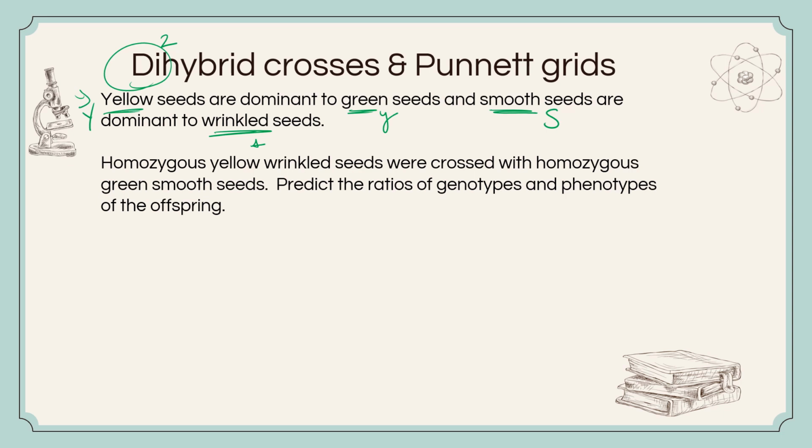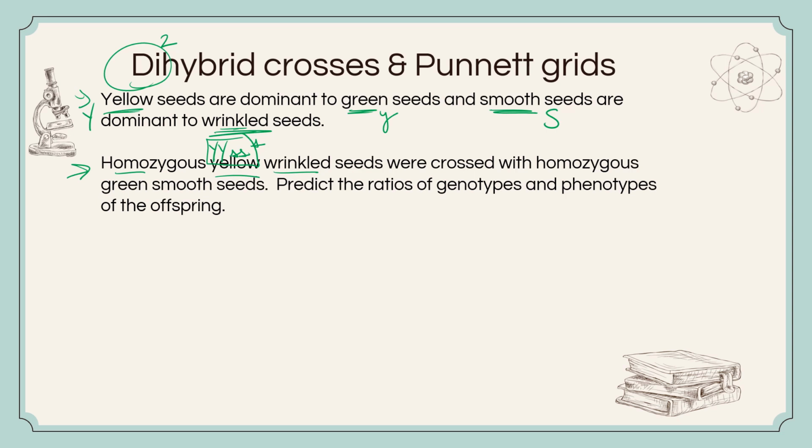So let's look at some genotypes of our parents in this example: homozygous yellow and wrinkled seeds. Homozygous is the same allele for the trait. Yellow is dominant, so I'm going to use big Y, big Y. Wrinkled was that recessive trait. I'm going to use little s, little s. So the genotype for these two traits together for this parent plant is big Y, big Y, little s, little s.